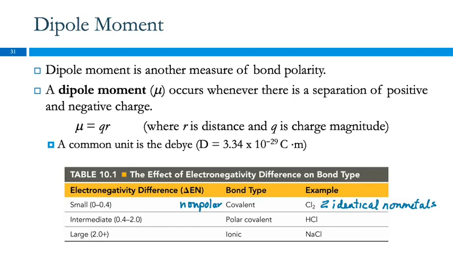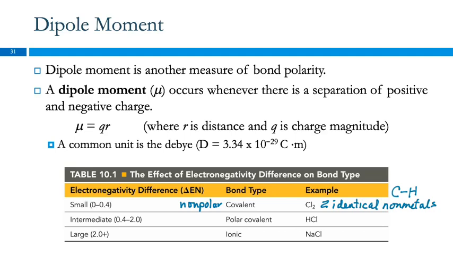There's one other one I want you to know. A carbon-hydrogen bond is considered nonpolar. The difference is 0.4. It's right at that edge, but it's considered nonpolar. That one comes up a lot, and so that's the one I want you to remember. Carbon-hydrogen bond, nonpolar.